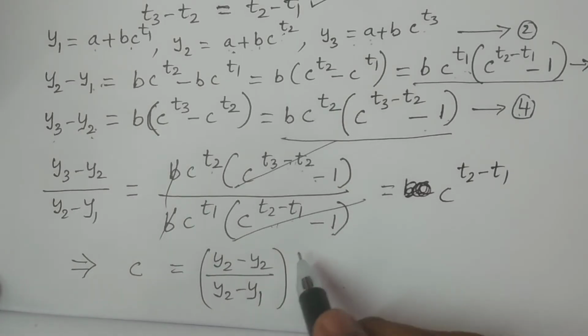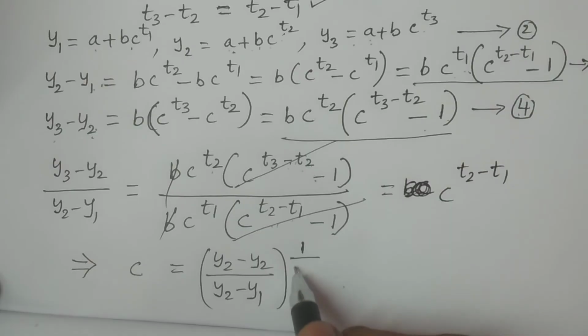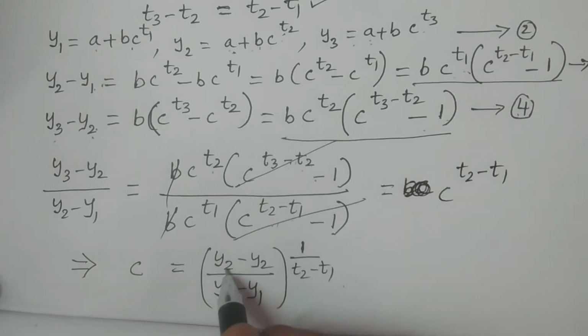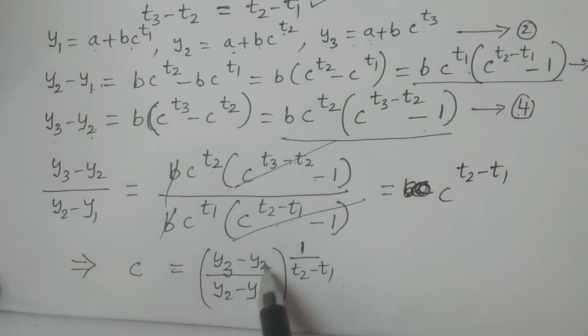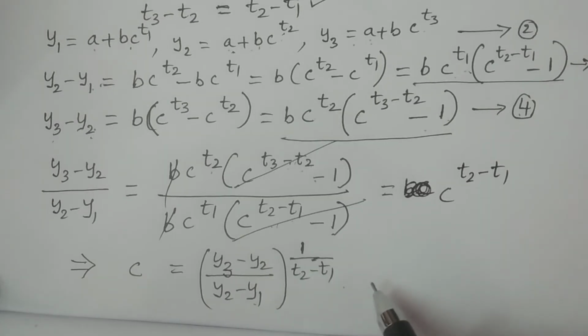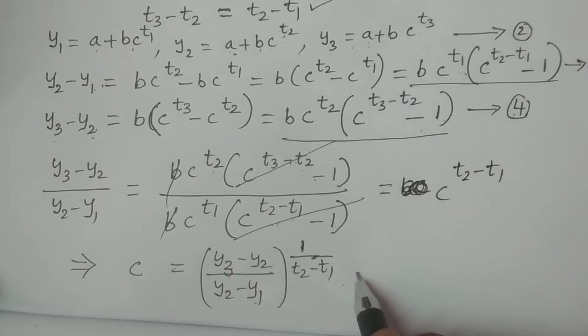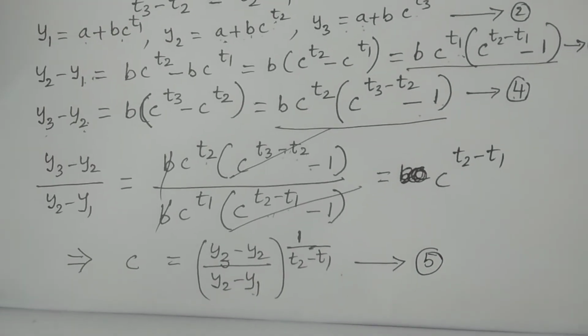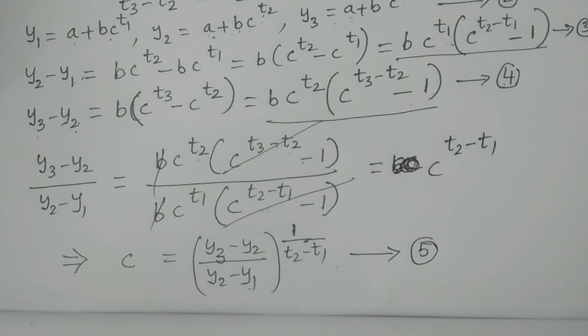So therefore C is y3 minus y2 divided by y2 minus y1 whole power 1 by t2 minus t1. So we have obtained C, the value of C. So let you consider this equation 5. So value of C was now obtained.